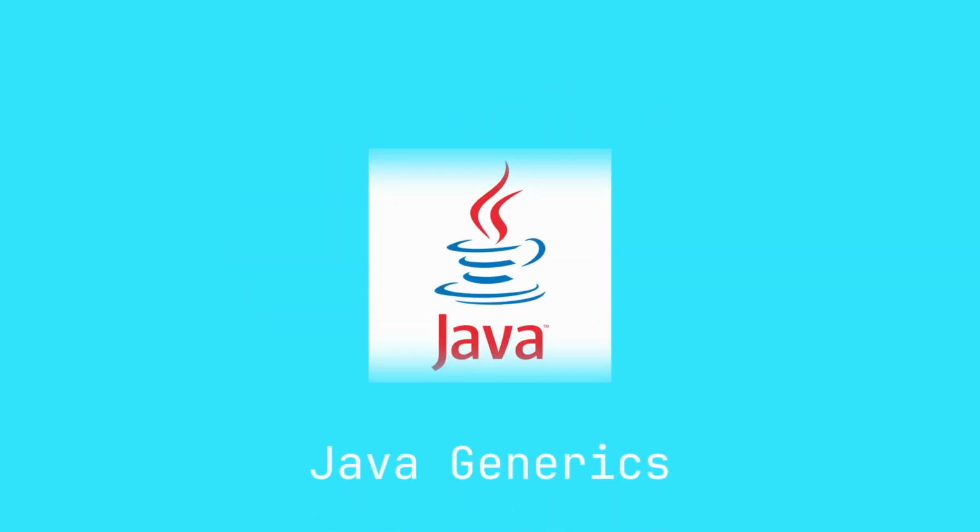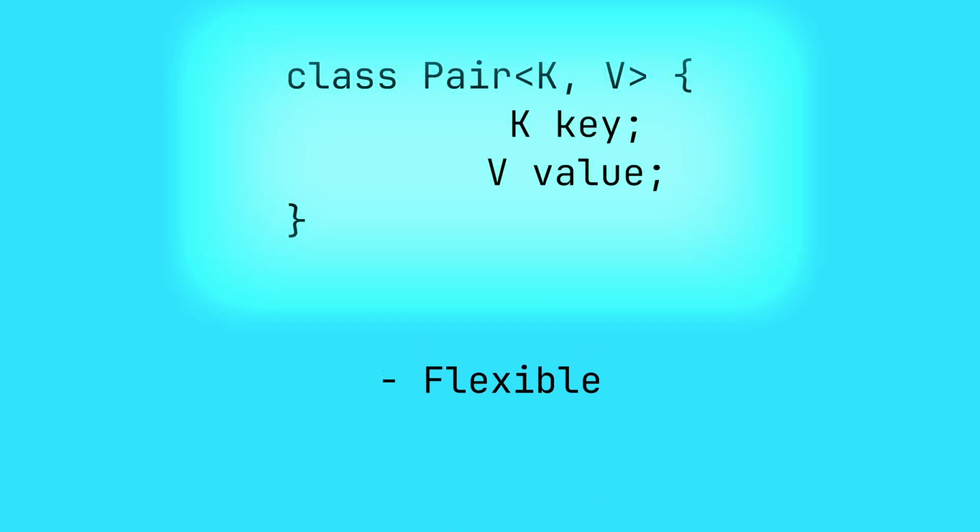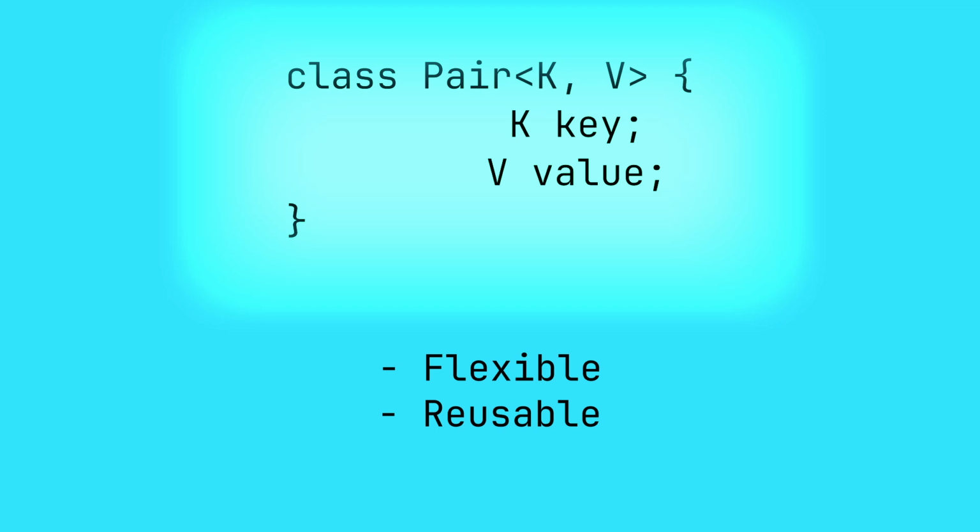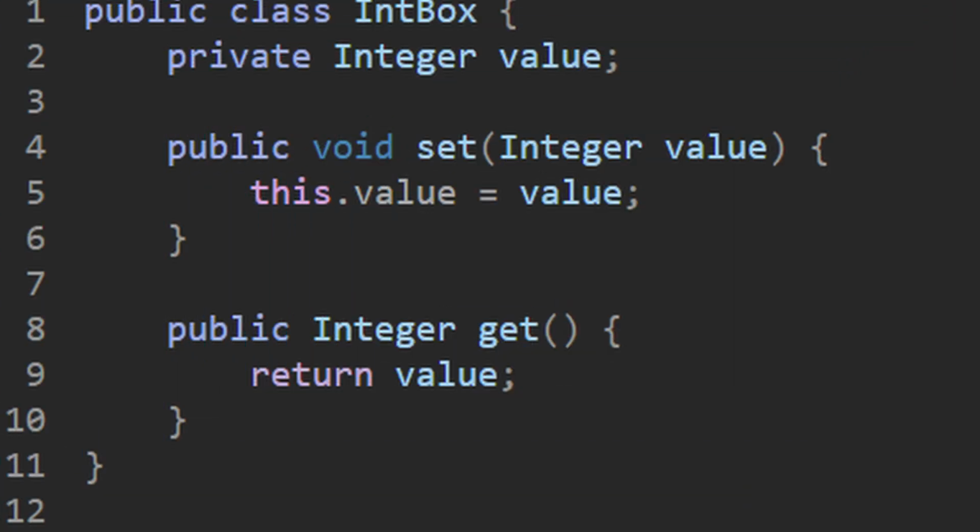Today we're going to be breaking down another topic that confuses beginners, generics. Generics let us write flexible, reusable code that can work with any data type while still catching errors at compile time. Let's say you want a class to store one value.